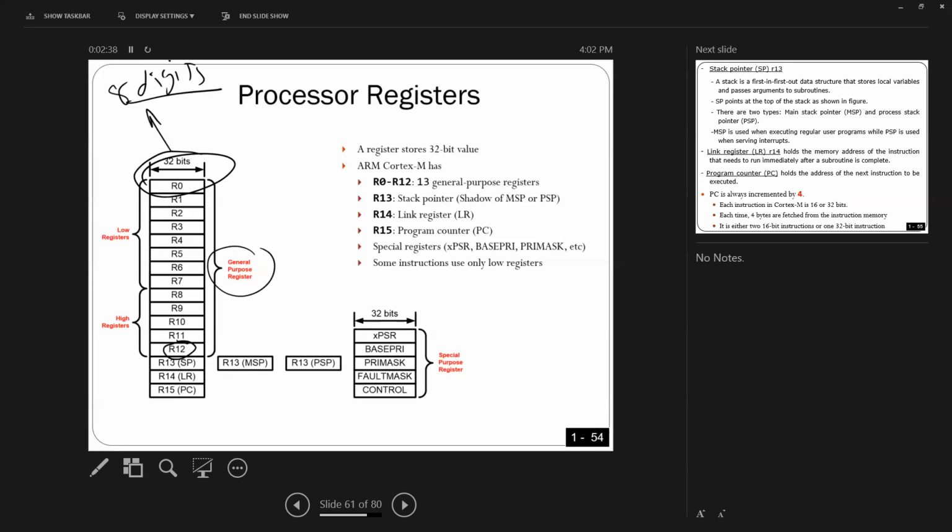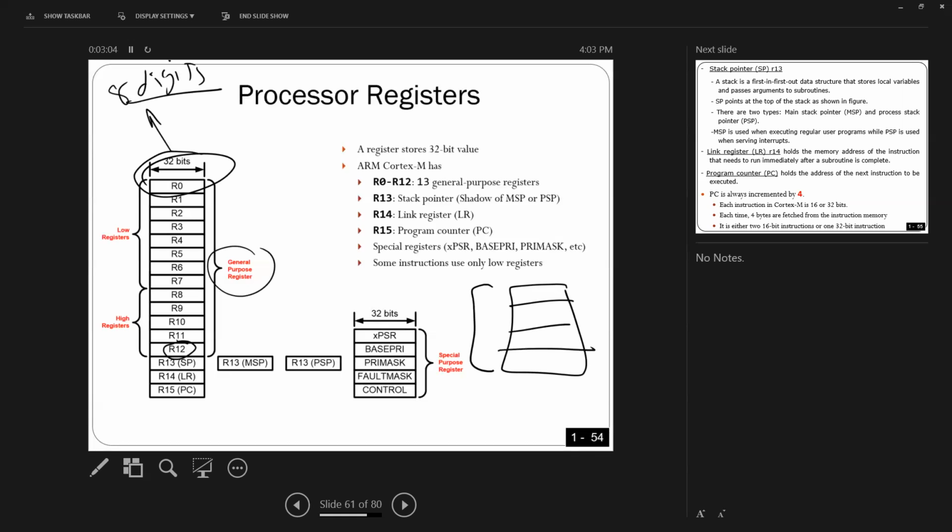So if your variable is a word, and a word here means 32 bits, that means it's going to take 4 locations in memory. But even though it's stored in 4 locations, that doesn't mean it is 4 different numbers. No, it's not 4 different numbers. It's just 1 number, but this number is going to be stored in 4 locations.